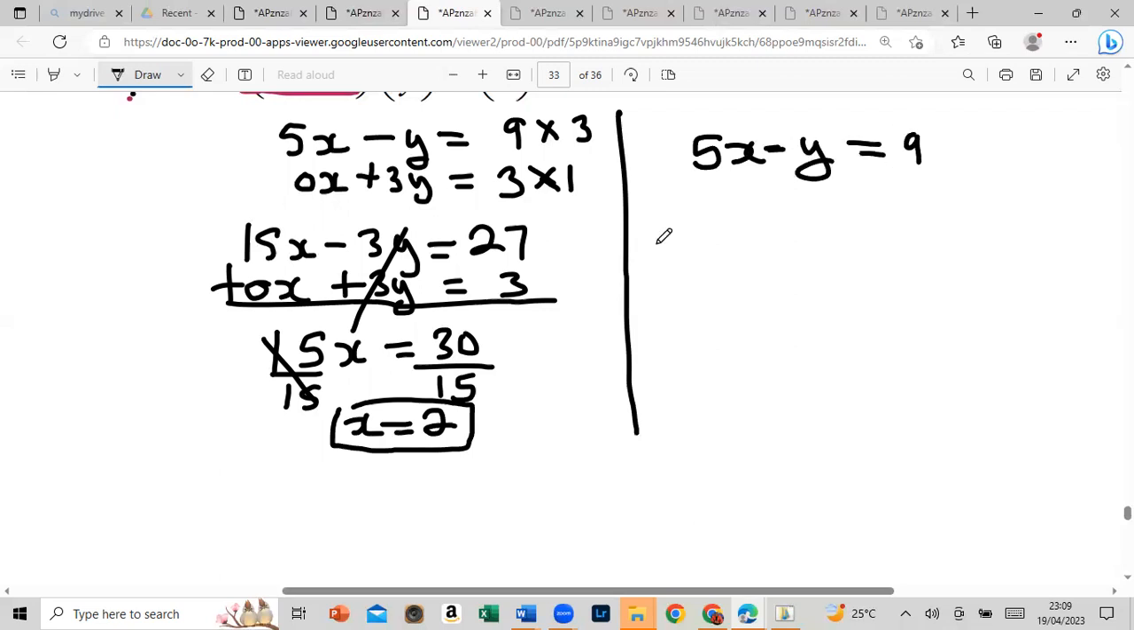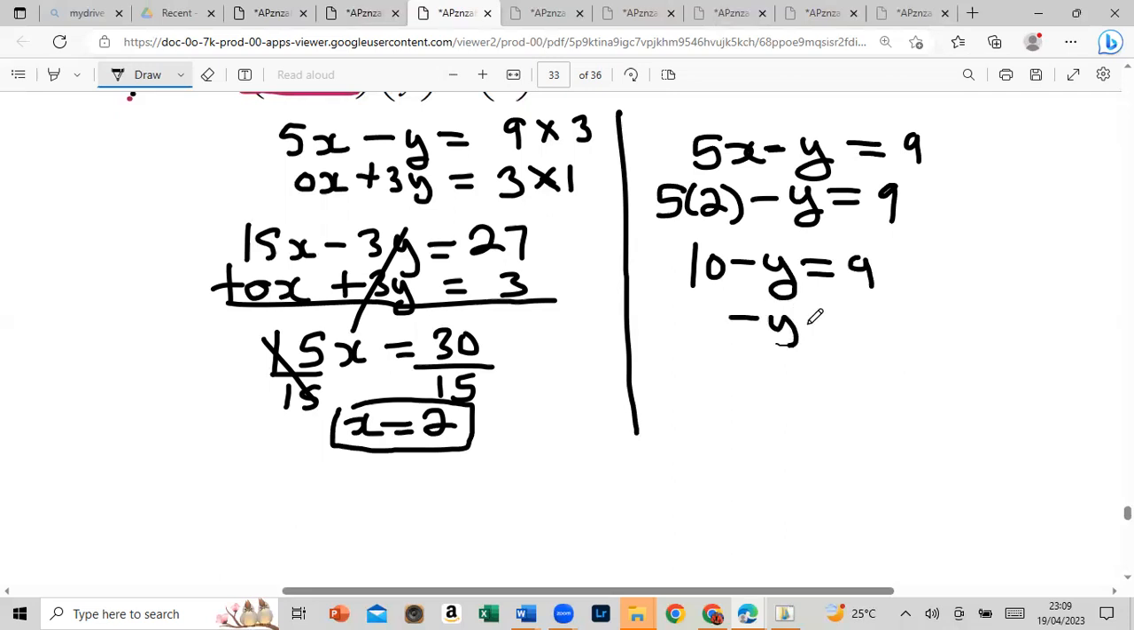We use equation 1. So we have 5x minus y equal to 9. We know x is 2, so we substitute the value in here. 5 times 2 is a positive 10, minus y equal to 9. So we take 10 away: 9 minus 10. So negative y is equal to negative 1. And then we divide both sides by negative 1 because we want a positive y. So that works out to 1.